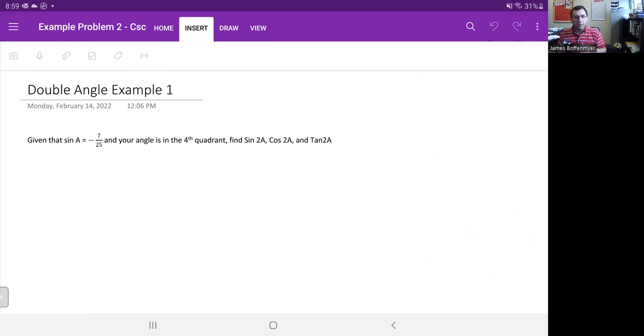So hit pause real quick, refer back to the other part of this video, because we're going to be doing the same steps. I'll give you a second and then we'll get on this. All right. So first things first, got to draw a triangle. The reason is that in all of these double angle formulas, we're using all the other trig functions.